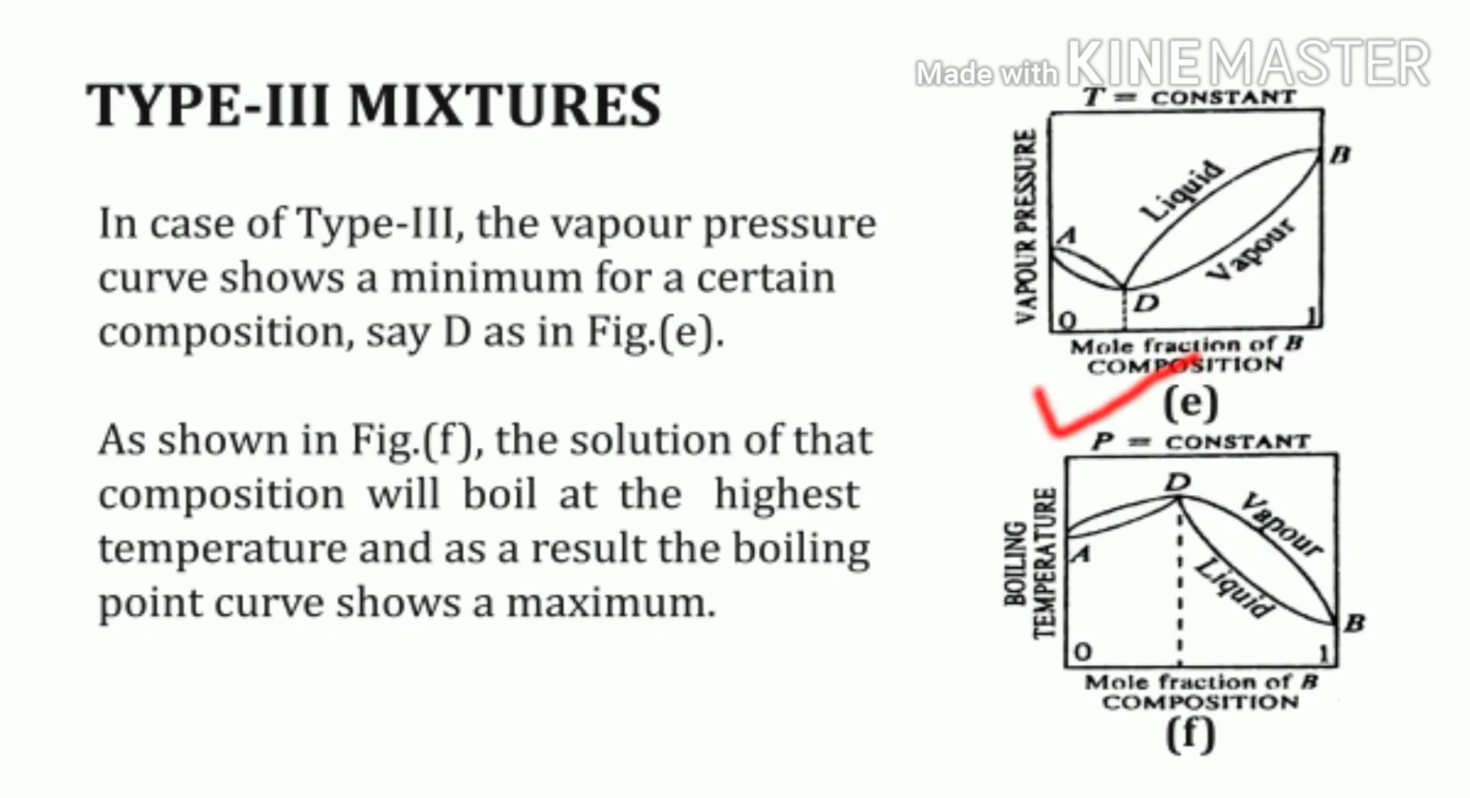So this is the vapor pressure composition curve for type 3 mixtures. Now as shown in figure F, the solution of that composition will boil at the highest temperature, and as a result the boiling point curve shows a maximum at the point D. This is because the vapor pressure is lowest, so the boiling point is the highest. Okay, so the figure F is the temperature composition curve of the type 3 mixtures.